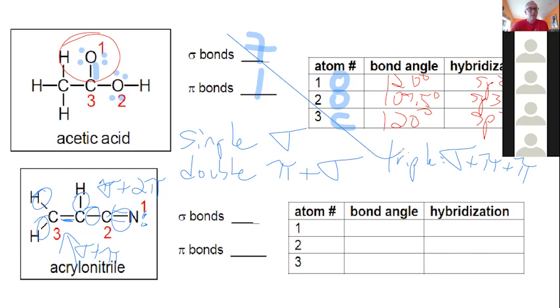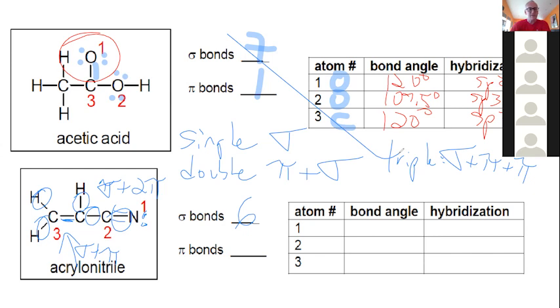Six. Right, six. So basically it's how many atoms are bonded. That's how many sigma bonds there's going to be. And we have 1, 2, 3, 4, 5, 6. Yes, six, holding those seven atoms together. So there's six sigma bonds.